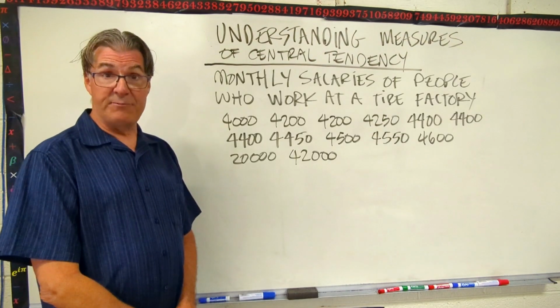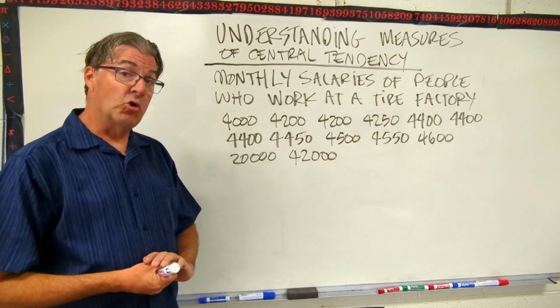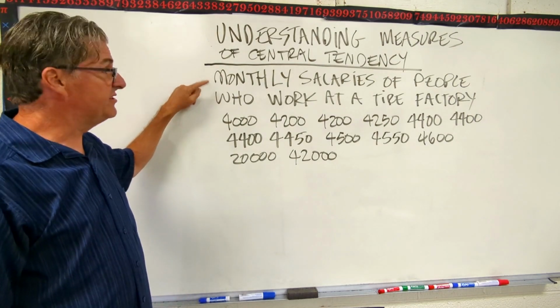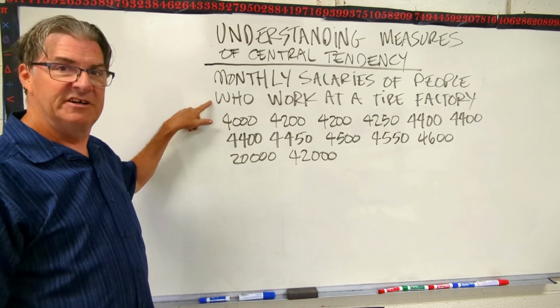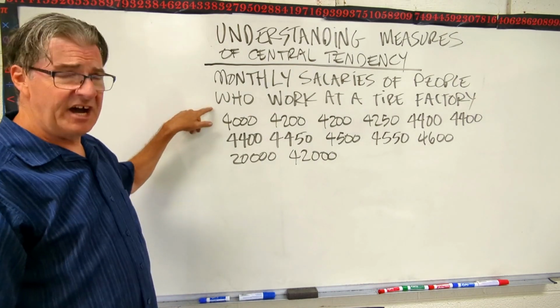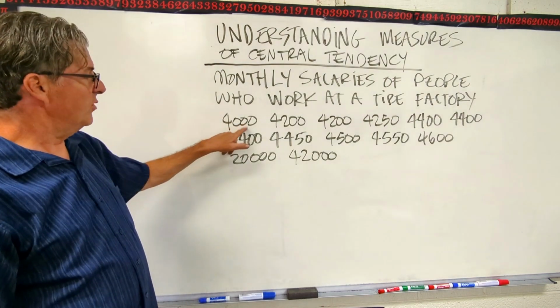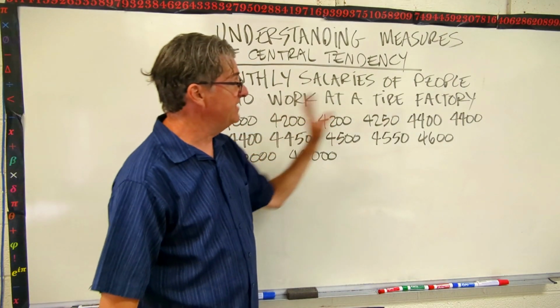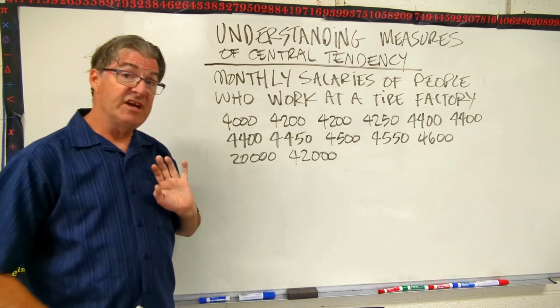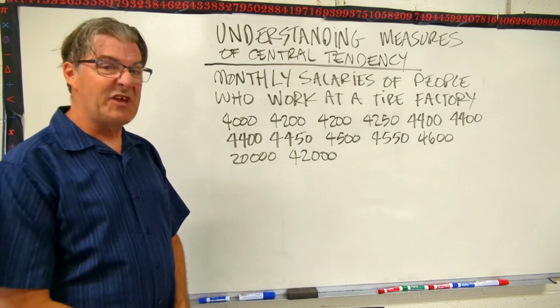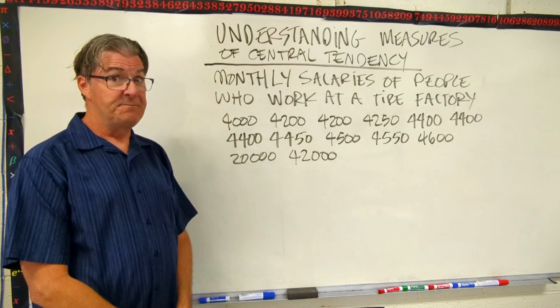Let's do one more example, and I'm going to ask you a few more questions along the way. So here we are. We've got monthly salaries of people working at a tire factory. So no more cats. People are working at a tire factory where they make tires for cars. Now, here are our salaries, $4,000, $4,200, $4,200, and so on. Now, I want you to take a look at that data and tell me if you see anything there that seems like it doesn't quite fit.